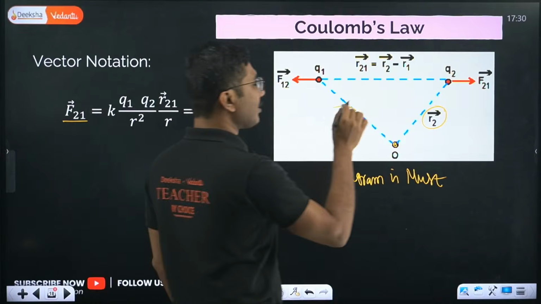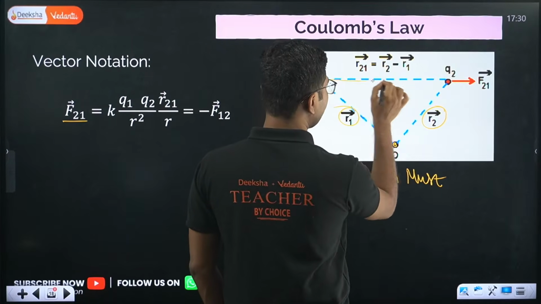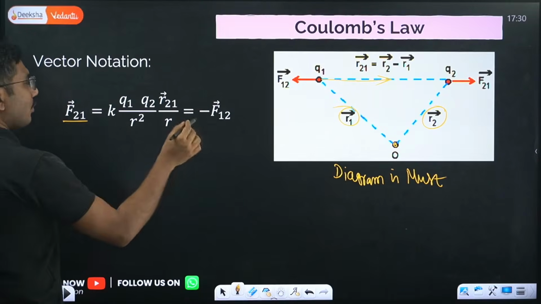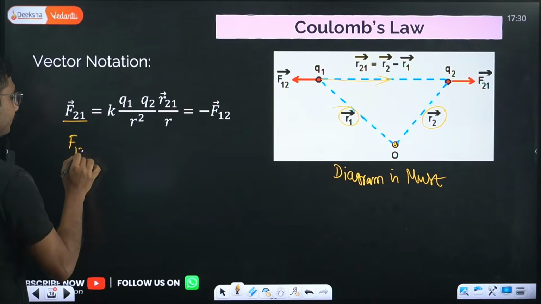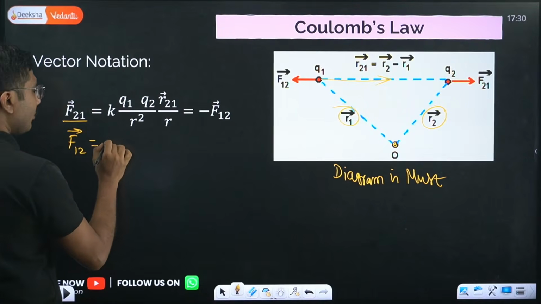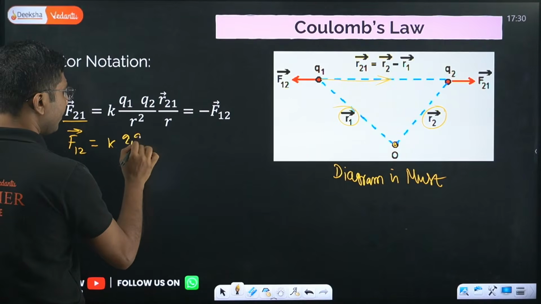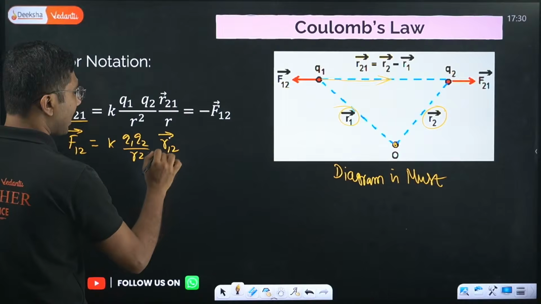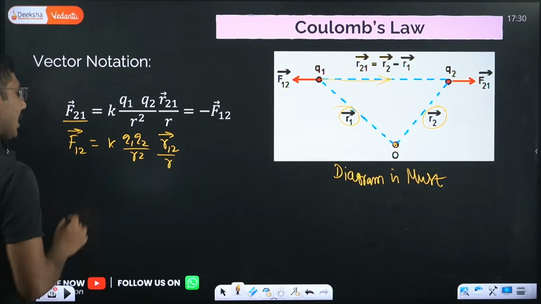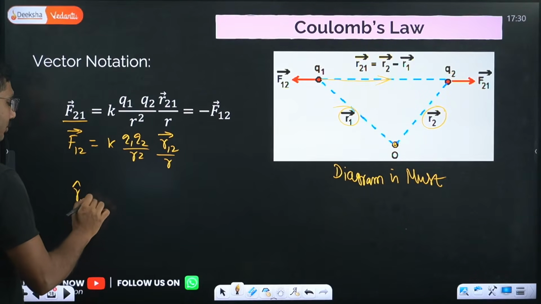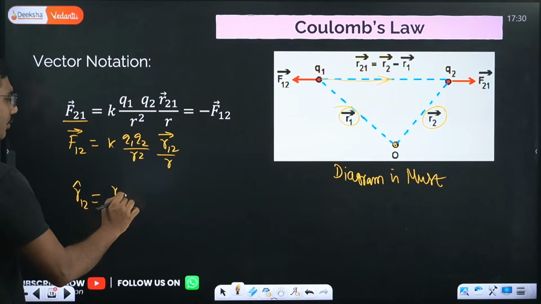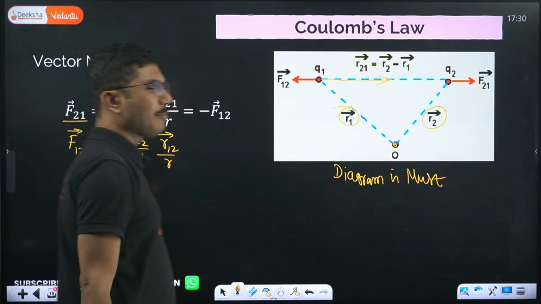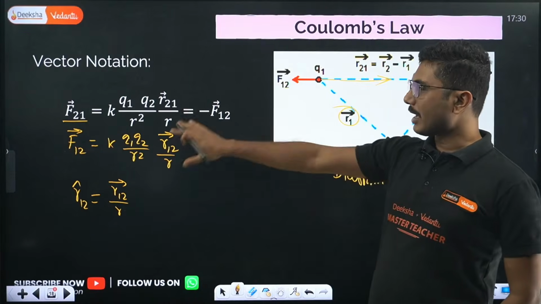So what is R vector 2-1? R vector 2-1 is basically a vector pointing from 1 to 2. And if you write F12, it will be K Q1 Q2 by R square R12 vector by R. Or you can write R12 cap also. R12 cap is basically R12 vector by R. So you can write in terms of the cap unit vector, or you can write it like this as well.